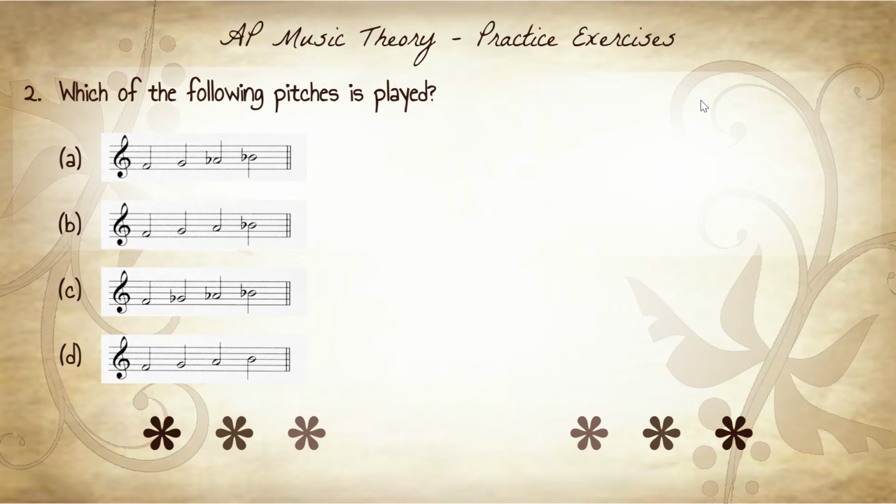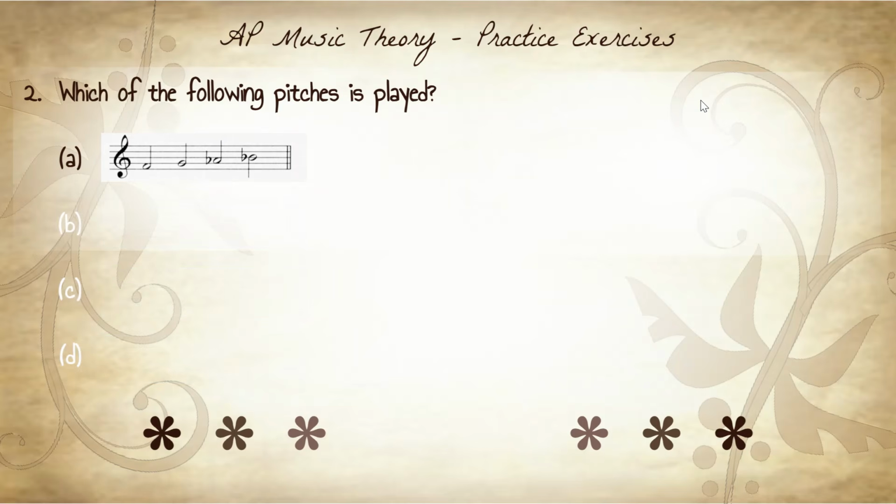Question 2. Which of the following pitches is played? And there's a note that says another strategy is to look for recognizable scale patterns. For example, A is part of the F minor scale and B is the F major scale. Now go back and listen to the example again. Correct answer is A. The pitches were the first four notes of the F minor scale.